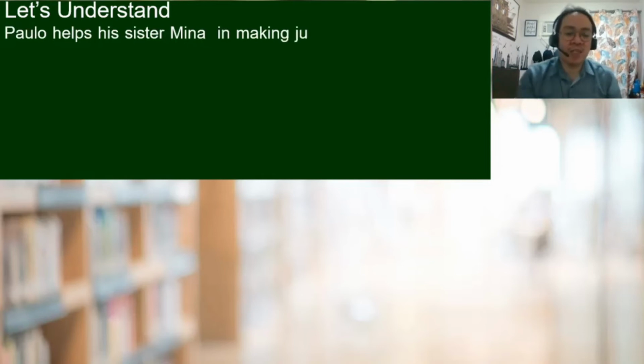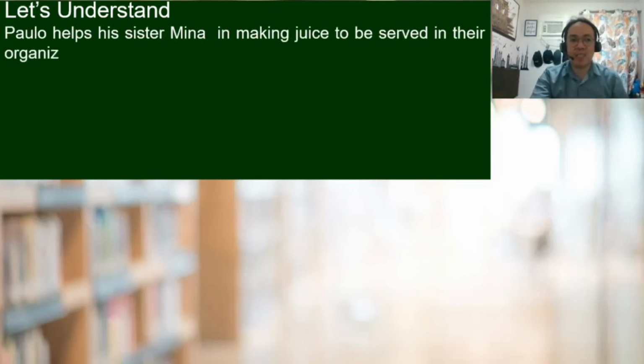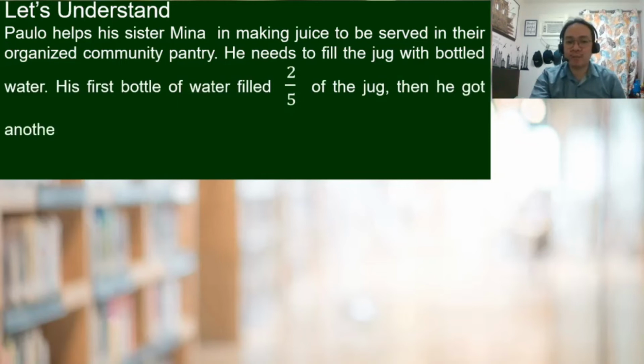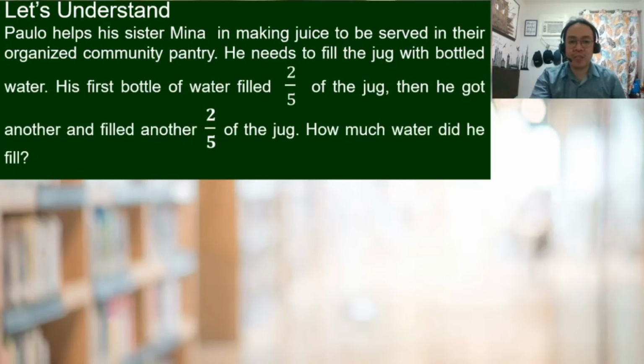Paulo helps his sister Mina in making juice to be served in their organized community pantry. He needs to fill the jug with bottled water. His first bottle of water filled 2/5 of the jug. Then he got another and filled another 2/5 of the jug. How much water did he fill? Okay, let's try to analyze first the problem.